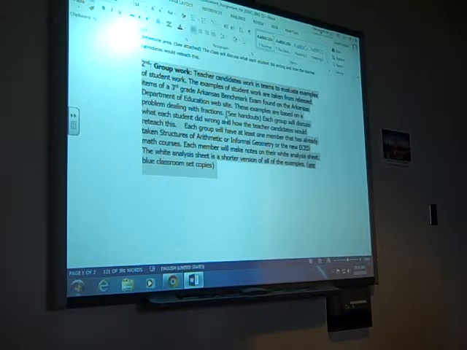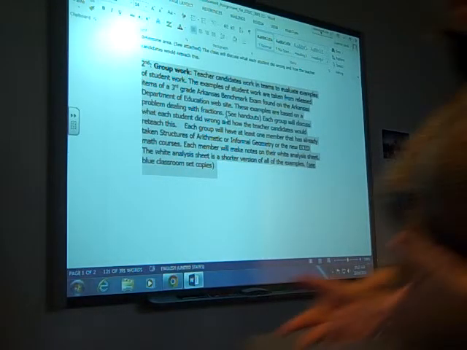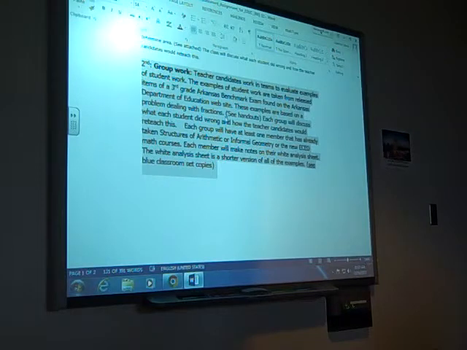Now what I'm going to hand out is actually the page that you can write on. So you're going to have what I call a white analysis sheet, and it's a shorter version of all of the examples, of all of the blue classroom set copies. Put your name on this. I would take it with me. It might help you on the individual work.